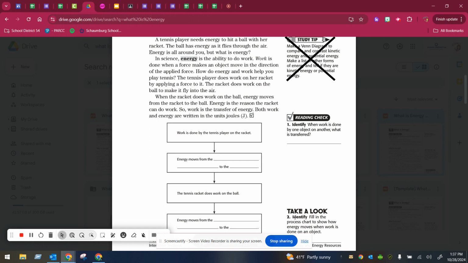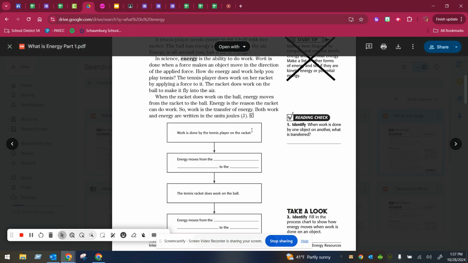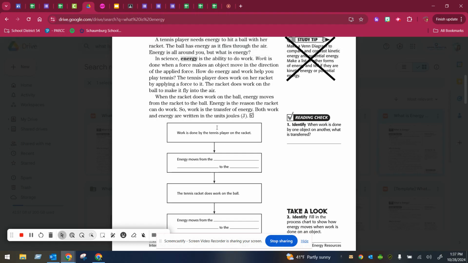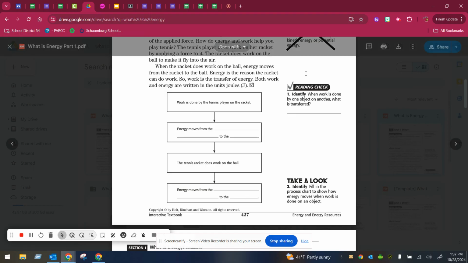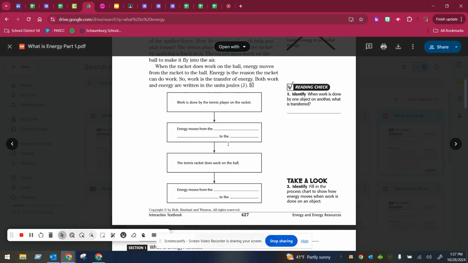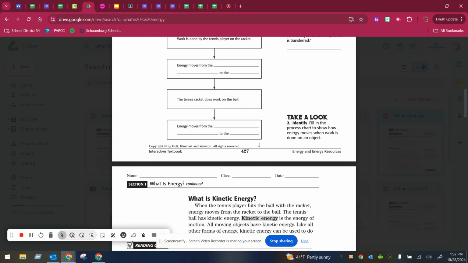Question number 2 says fill in the process chart to show how energy moves when work is done on an object. So they're giving you the first one up here. Work is done by the tennis player on the racket. Move to the next box. So energy moves from the blank to the blank. Then the tennis racket does work on the ball. Move to the next blank. So energy moves from the blank to the blank. Go back in the reading and find the answers to fill in those blanks.